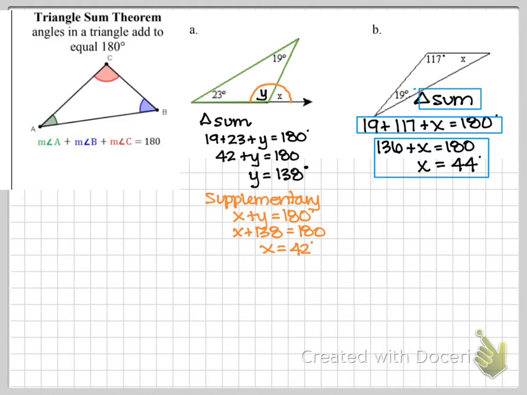There's another way to do it, though. And it's all about looking for patterns inside what we just did. So we figured out that x was equal to 42 degrees.